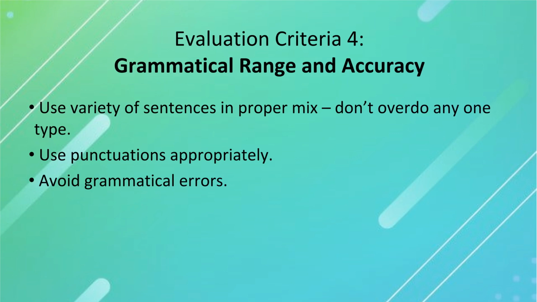Grammatical range and accuracy refers to the use of correct sentence structure and variety of sentence types. In simple words, grammatical accuracy means using grammatically correct sentences. That is, proper subject-verb agreement, prepositions, tenses, etc., and punctuation. Grammatical range means using different types of sentences, such as simple sentences, compound and complex sentences. In simple words, it means you have to use a variety of sentences with correct grammar.